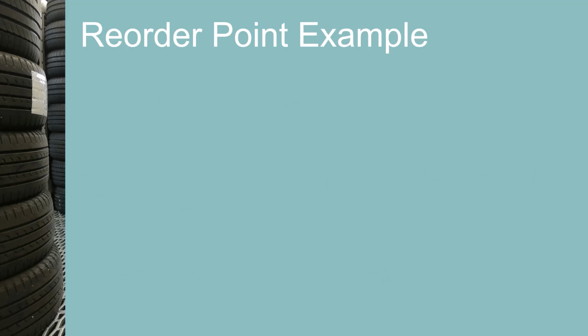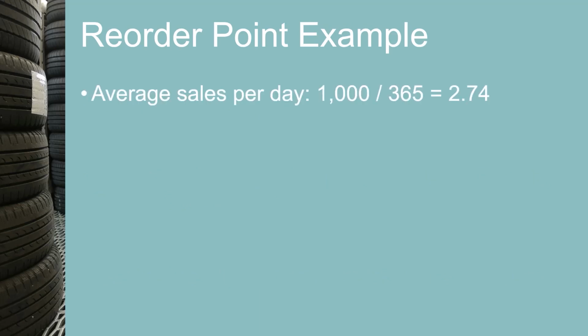Let's now calculate the reorder point for my pencil empire. I said earlier that I sell 1,000 pencils per year. 1,000 pencils divided by 365 days in the year equals 2.74 pencils per day on average. Note that you want to divide your annual demand by the actual number of days you make sales. If you only sell 5 days a week, you would want to divide by roughly 260 days.